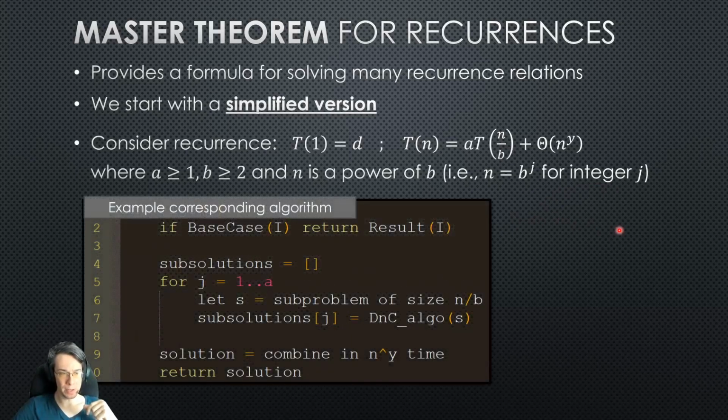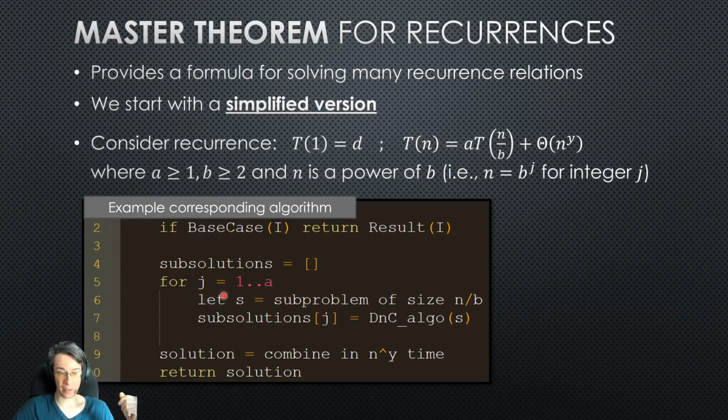So what would an algorithm that generates such a runtime recurrence relation look like? Well, here's an example corresponding divide and conquer algorithm. You check if the input problem instance is a base case, and if so, you return the result. Then you construct subproblems and solve them recursively. So we have A subproblems. That's where the A comes from here. We're going to make A recursive calls here.